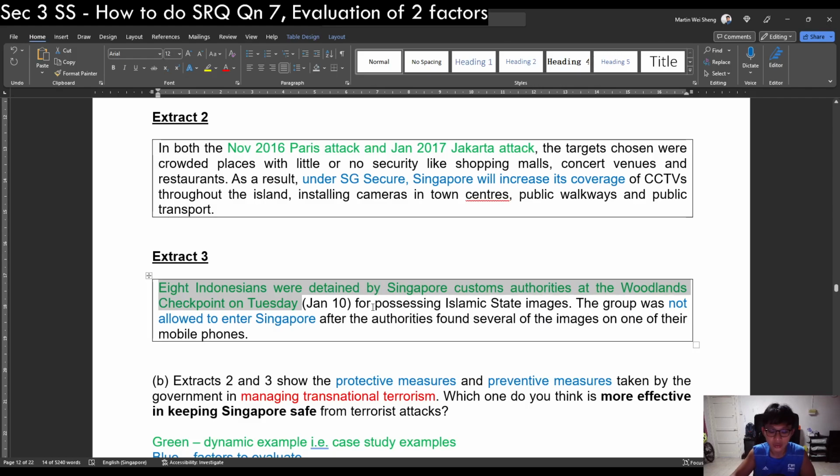They were detained for possessing Islamic State images. In other words, the image of a known terrorist group. And the group was not allowed to enter Singapore after authorities found several of their images. So in order to prevent transnational terrorism from happening, the government barred them from entering the country. So this is an example of the preventive measures.